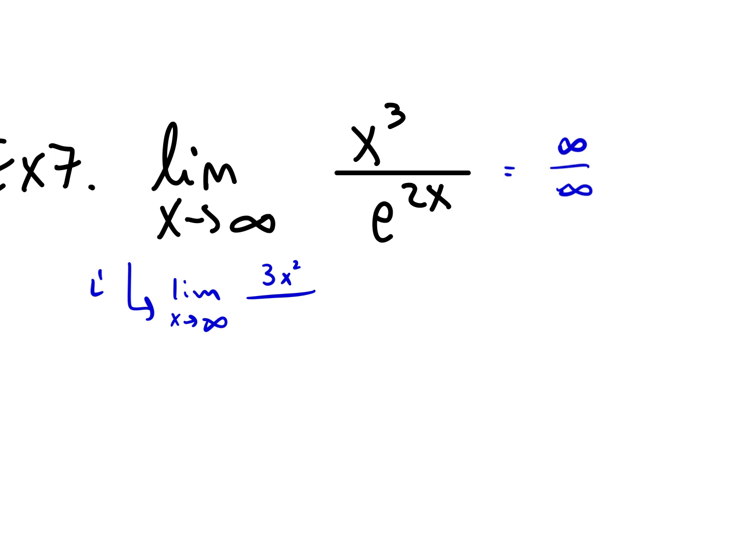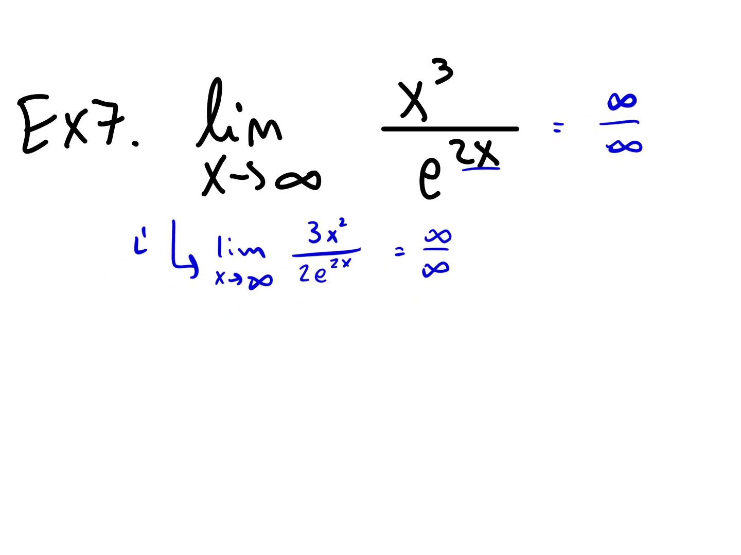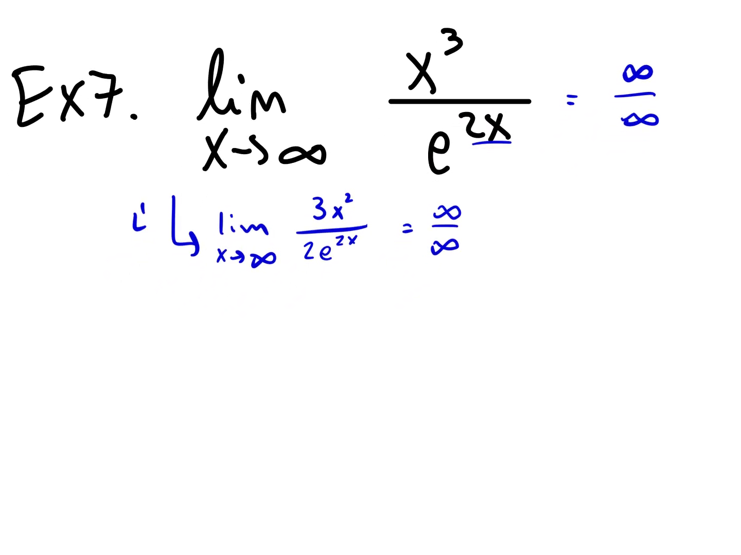E to the power of 2x times the derivative of the exponent, which would be what? So 2e to the power of 2x. If we plug in infinity here, we get infinity over infinity again. Guess what that means? We do it again. We can take L'Hopital's rule more than once. So we can do it again.